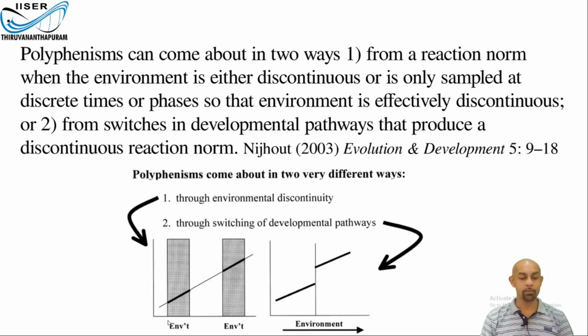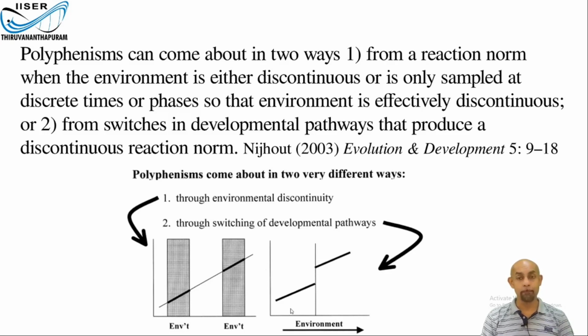Those that develop under these environmental conditions, they get one phenotype. Those that develop under this set, they develop into this phenotype. When you look at the phenotypes produced, they are discrete. It's not continuous. These intermediate phenotypic values are not observed. Therefore, you get a polyphenism.